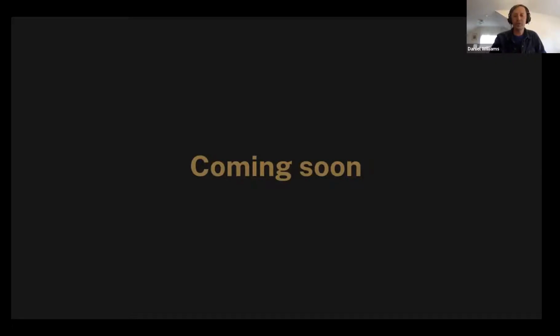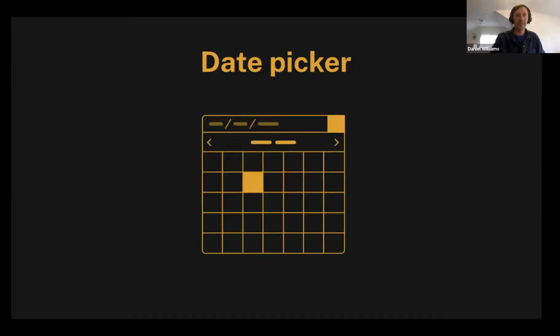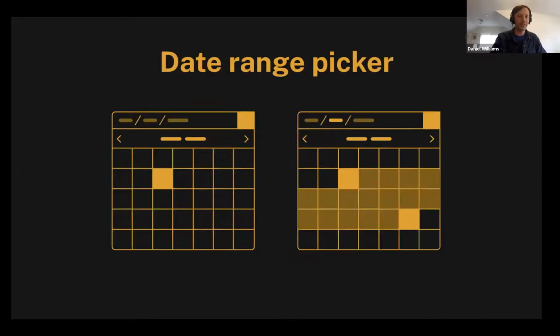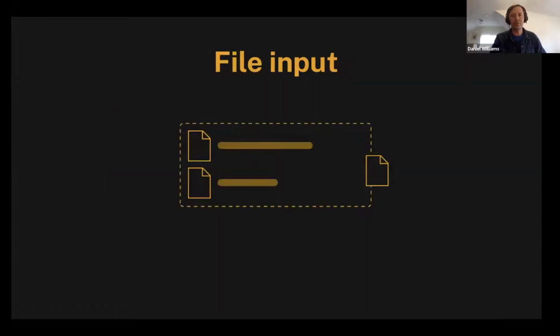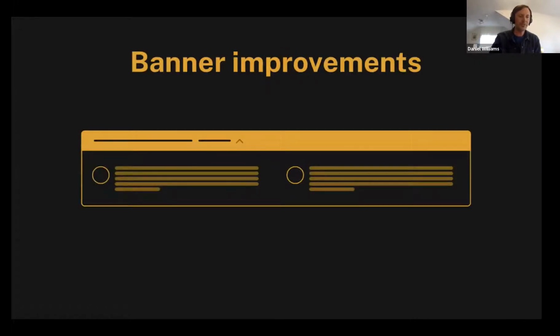Coming soon over the next few weeks, certainly by the next time we have a monthly call, we'll see some more component releases. New components like breadcrumb, a date picker, finally getting to the date picker, and date range picker. Also file input, like a file uploader, and a tooltip, as well as a few updates and improvements to the Gov banner.